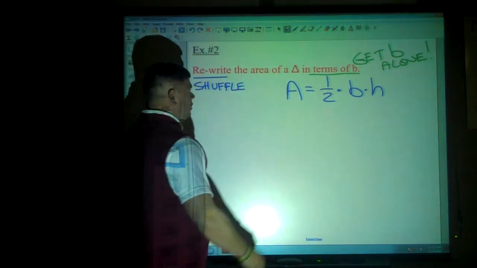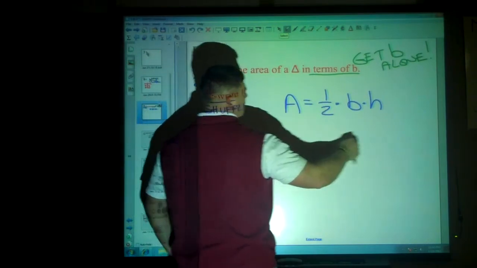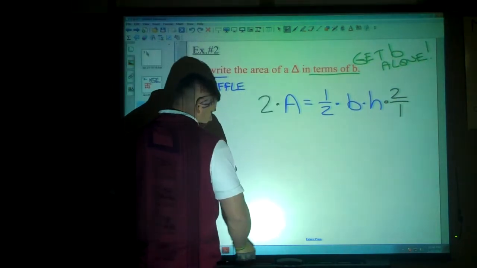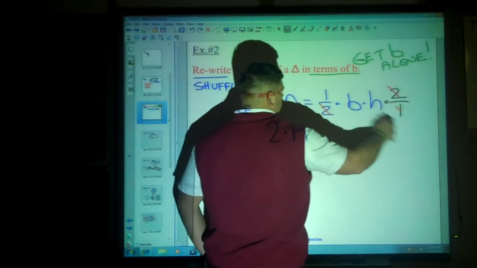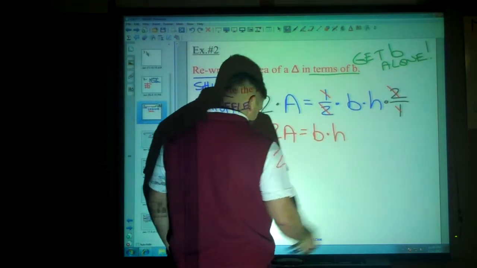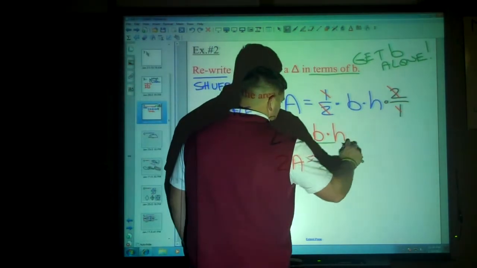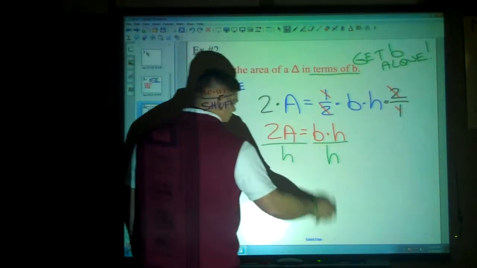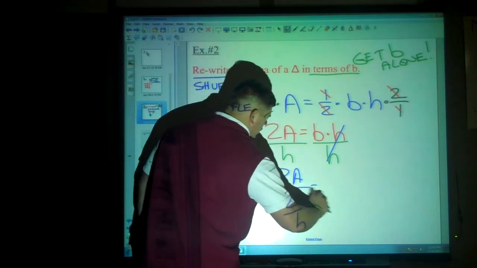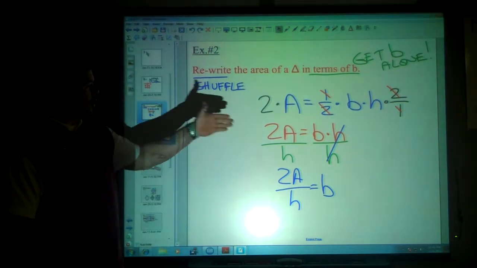So we'll take our equation, and the first thing we'll do is get rid of the half by multiplying by 2 over 1. Multiply this side by 2. That means the 2 cancels and those 1's cancel, and you get 2A is equal to B times H. All you have to do is move that H so B is all alone. Divide by H, divide by H, and there it is: 2A over H is equal to B, rewritten in terms of B.